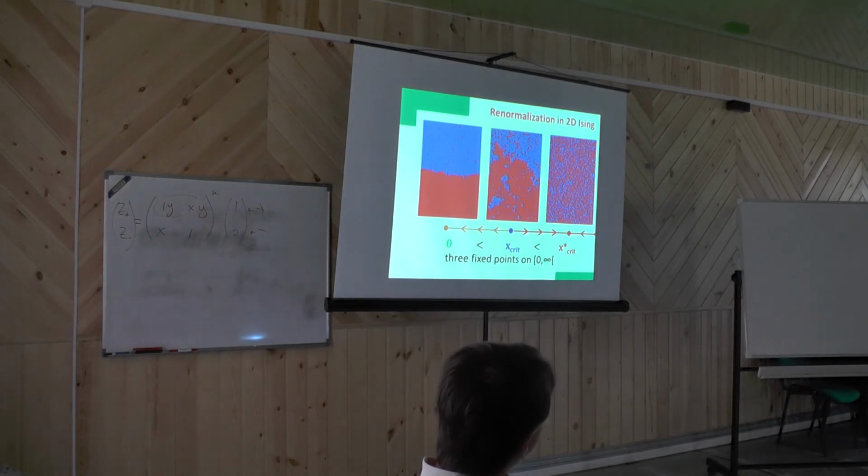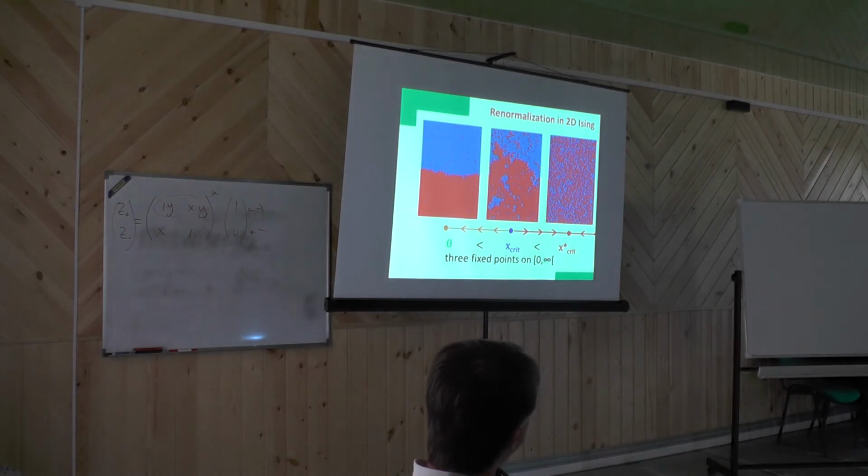So this is how renormalization looks in 2D Ising. There is a frozen point and everything below critical temperature renormalizes to it. There is a chaotic point and everything above critical temperature is attracted to it. And there is a repelling point, which is exactly this thing.